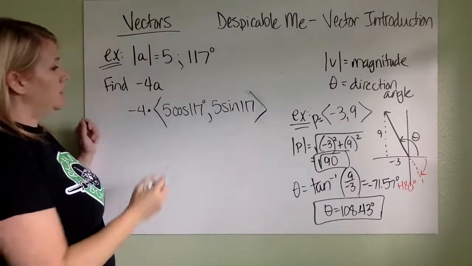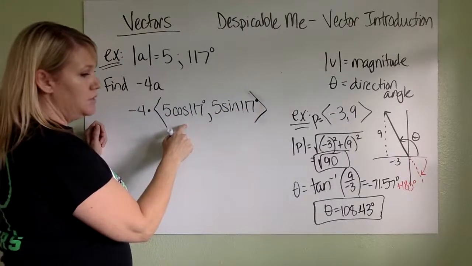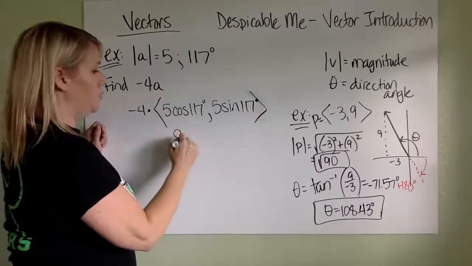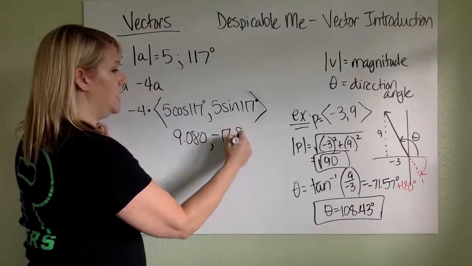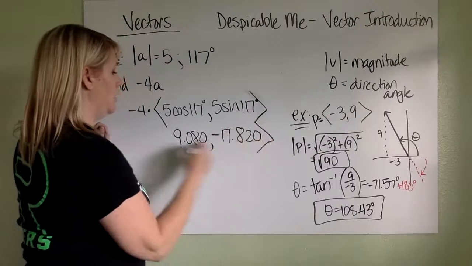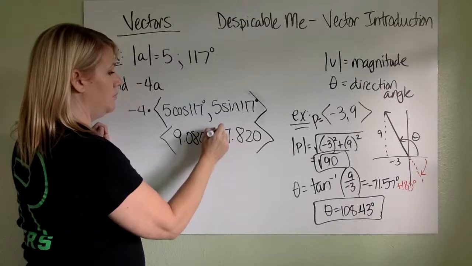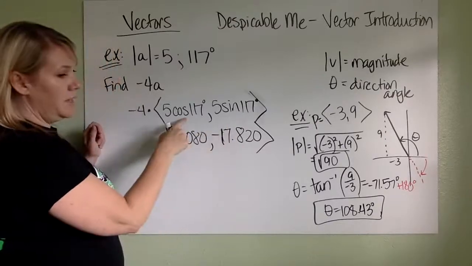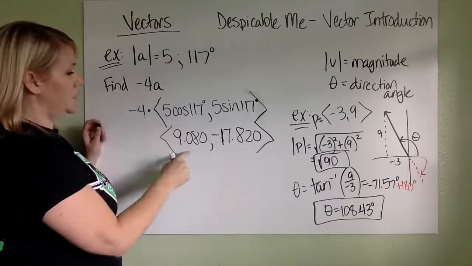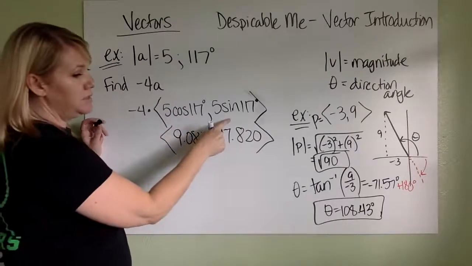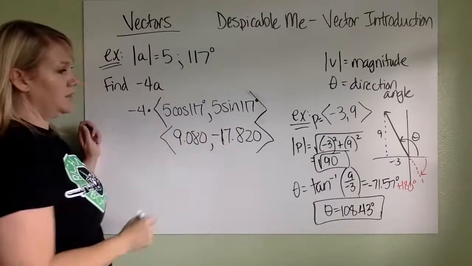Right? And then you get these numbers and you multiply the negative 4 times them. So you get 9.080 and negative 17.820. So this is a negative 2.27, and then I multiply the negative 4 times it and I get the 9. This is a positive 4.45, and I multiply the negative 4 to get the 17.